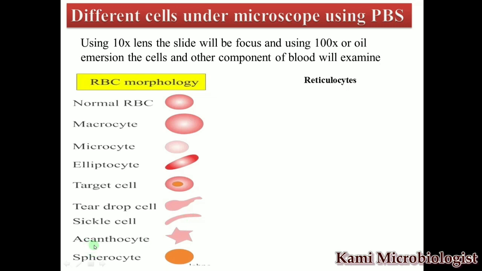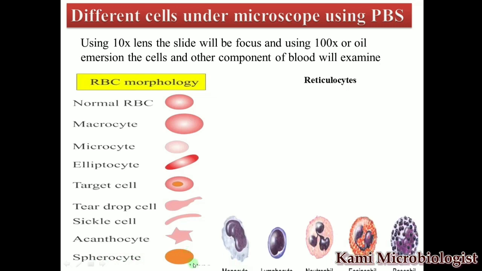This is the acanthocytes, which is star shaped, or we can say the cell looks in this form, that it contains spikes or needle-like materials. Now this is the spherocytes, as you can see. Spherocyte means the RBC will look like a spherical shape.